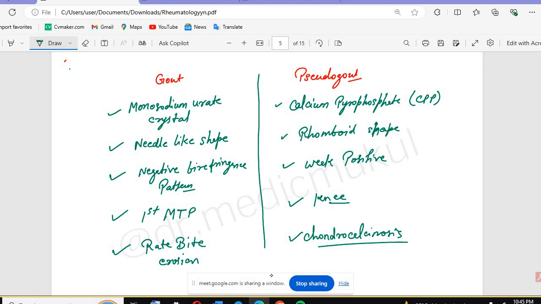So for gout, remember monosodium urate crystals. In pseudogout, you have calcium pyrophosphate crystals. These are needle-like in shape in gout. They show a negative birefringence pattern, and the pseudogout ones are weakly positive. The joint affected is the first metatarsophalangeal joint. So please make the correction that in gout we have the metatarsophalangeal joint, not the MCP. Okay. Is this clear?